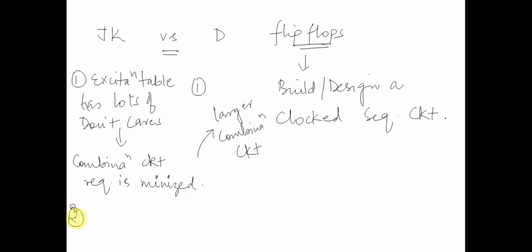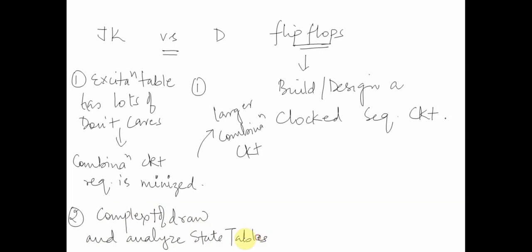Another consideration is that for J and K, we need to know the excitation table and characteristic table, so it becomes a bit complex to draw and analyze state tables. Over here, state tables are easier to analyze in a D flip-flop.